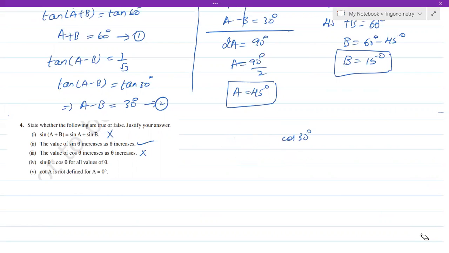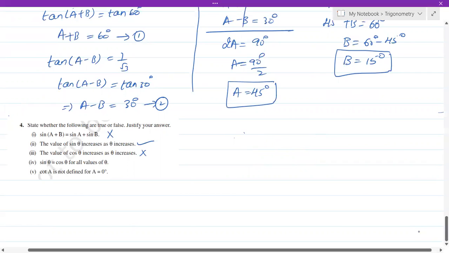So they are not equal for all the values, but they are equal for only one value, that is 45 degrees. Sin 45 degrees is also 1 by root 2. Cos 45 degrees is also 1 by root 2. Only for this value they are equal. For all other values they are not equal. So this statement is false.